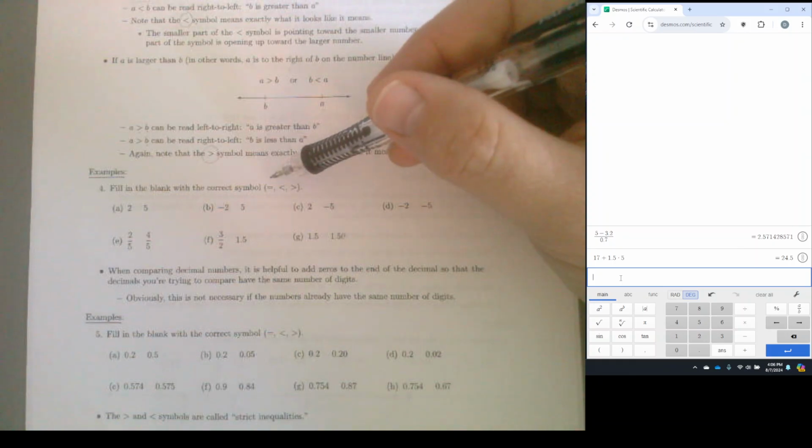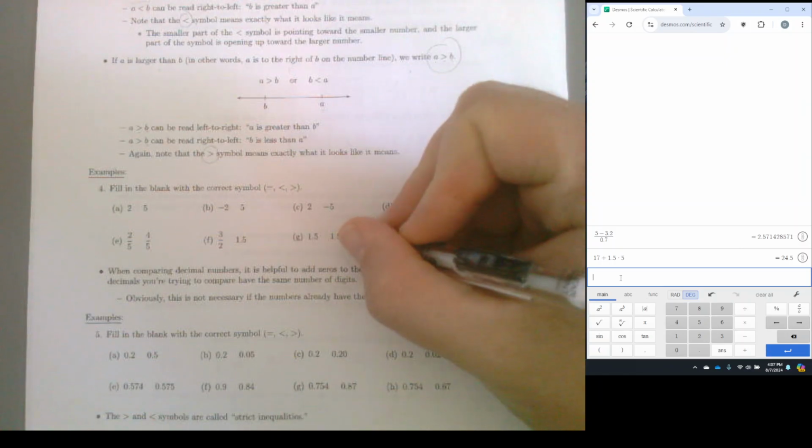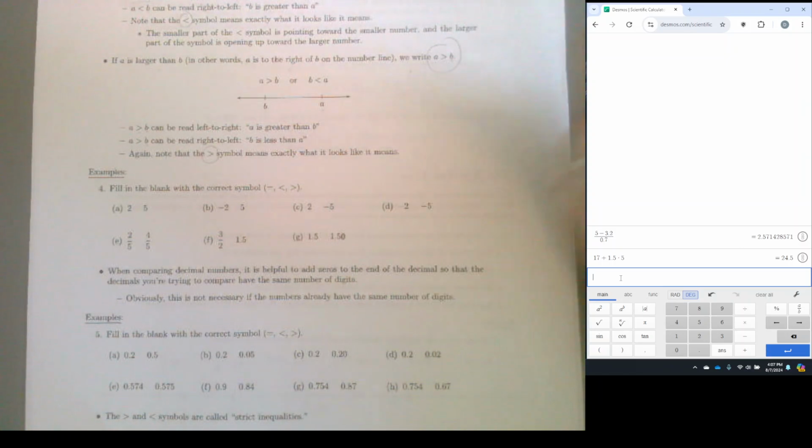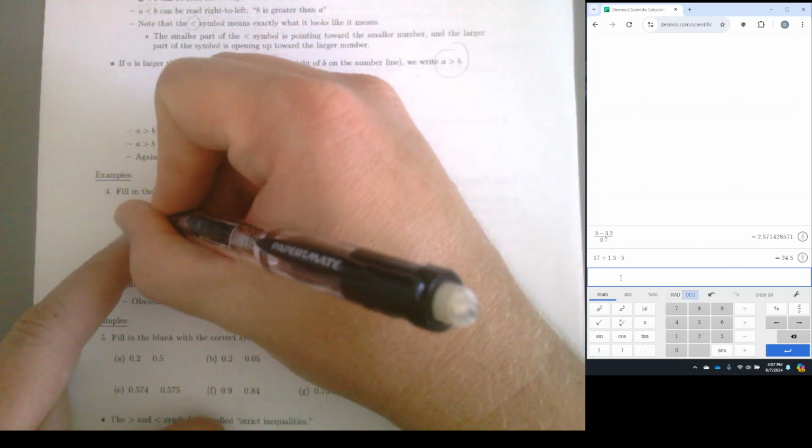Let's just practice. So we'll fill in the blank with the appropriate symbol, either an equal sign if the numbers are the same, or a less than sign or a greater than sign, depending on the relationship between the numbers. So if we're comparing 2 and 5, again, you can think of the number line, but 2 would be to the left of 5, so 2 is smaller than 5. So I'm going to draw the smaller part of the symbol pointing towards the 2, and I would say 2 is less than 5.